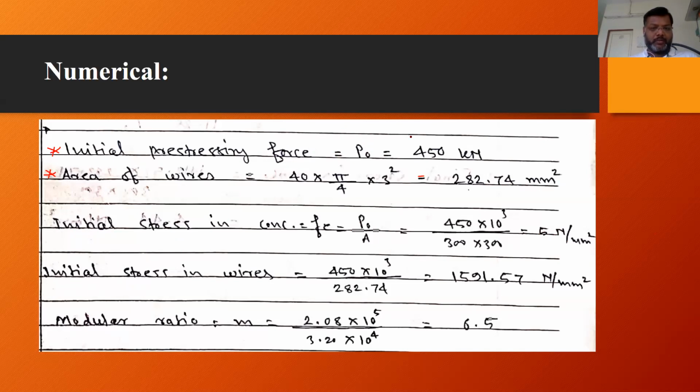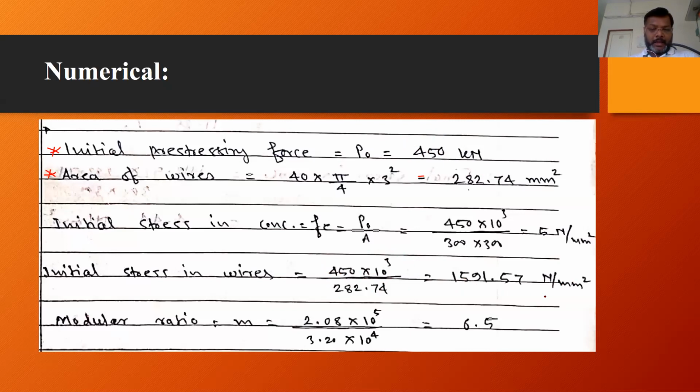So again, for that we have to divide this total pre-stressing force with the cross-sectional area, so that we will be able to calculate the stress in wires. So total pre-stressing force 450 into 10 raised to 3, that is 450 kilonewton, divided by area of all wires. So you will get the total pre-stress or initial stress in the wires, which is 1591.57 Newton per mm square.